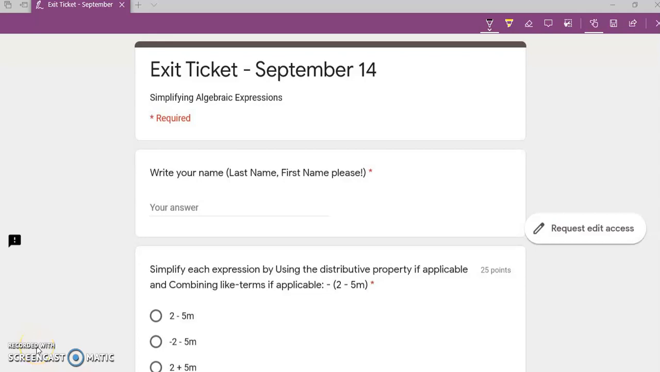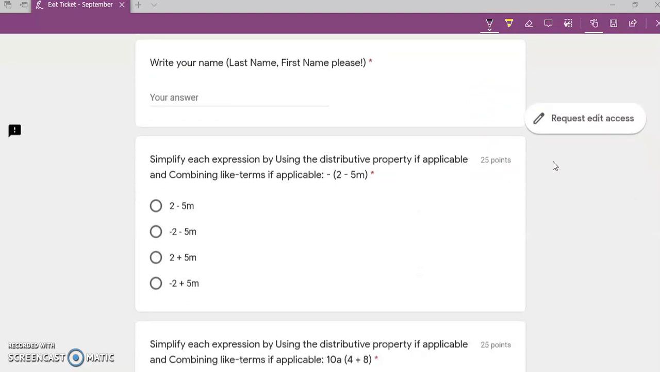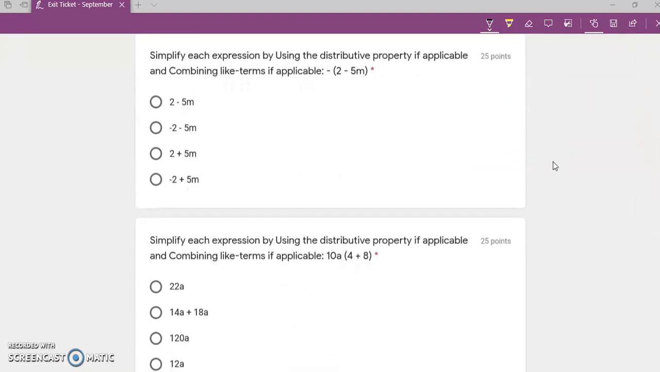Okay guys, so we're going to be working on the exit ticket from September 14th. This one they're asking us to simplify each expression, using the distributive property if applicable, and combining like terms if applicable. So that just means if it's necessary. So we have a negative on the outside, a 2, and then minus a 5m.